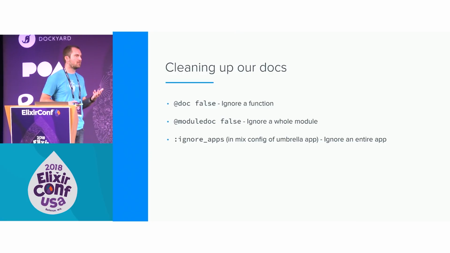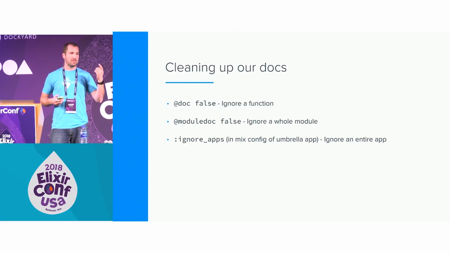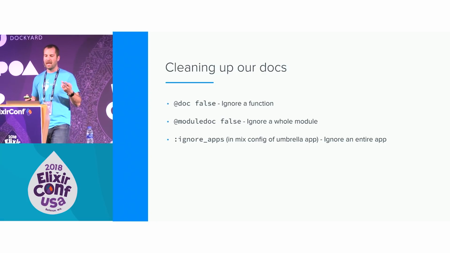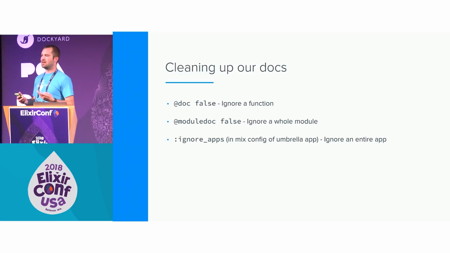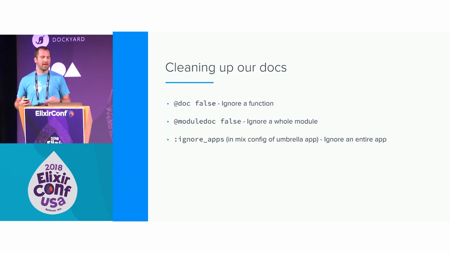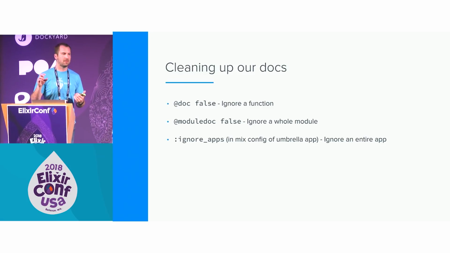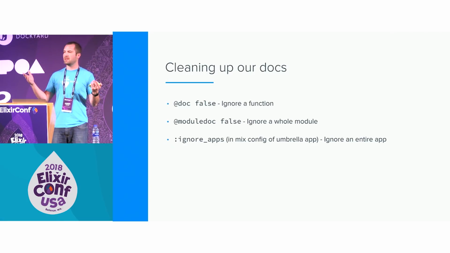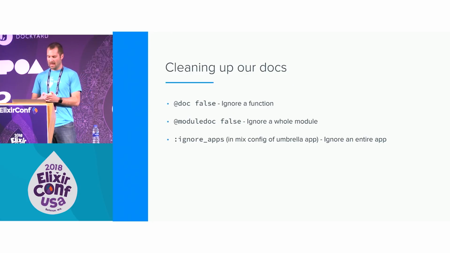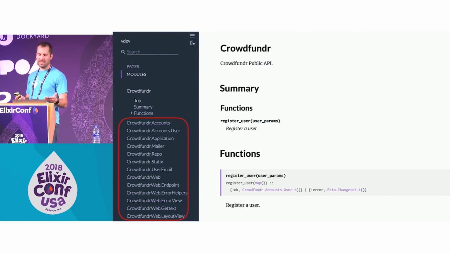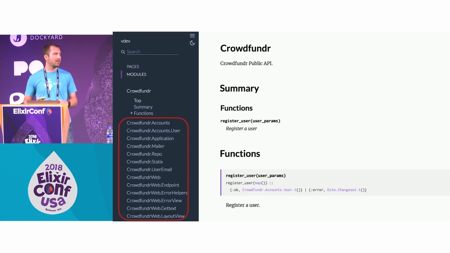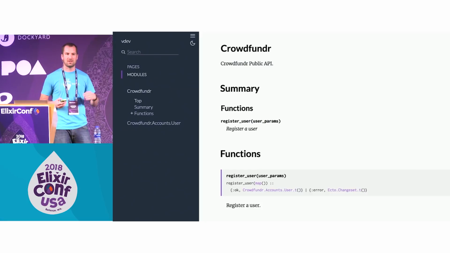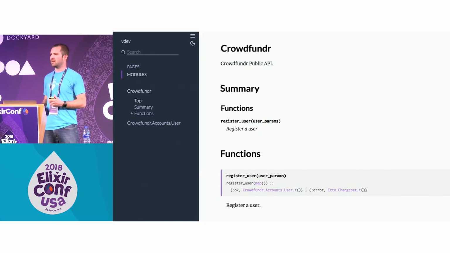To clean up the docs, there's a couple things we can do. We can use @doc false and @moduledoc false to ignore a function and a module, respectively. And then in the latest version of ExDoc, if you're working in an umbrella app, you can give it an ignore_apps parameter, and that allows you to ignore your entire web app that's never going to be part of your public API. And the cool thing here is we can limit all these modules over here down to what's public, and then we just end up with 2 modules, our public API and our user struct.